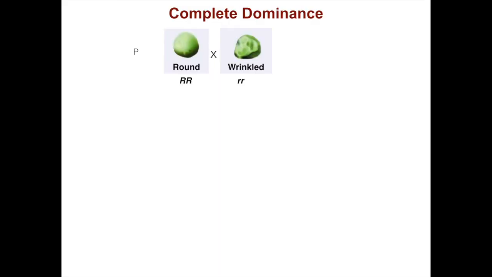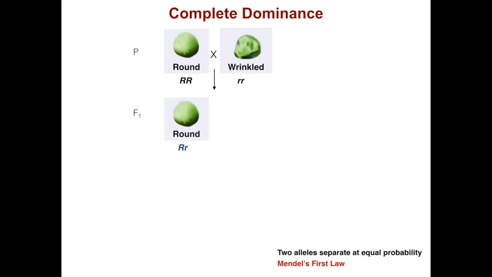The classic example of interactions between alleles is complete dominance. Complete dominance is an example of a very simple relationship between two alleles of the same gene: a dominant allele and a recessive allele. Using this, Mendel was able to establish his first law that two alleles will separate at equal probability. In the parental generation, if you cross a homozygous round pea plant with a homozygous wrinkled pea plant, you will get all round progeny that are heterozygous.